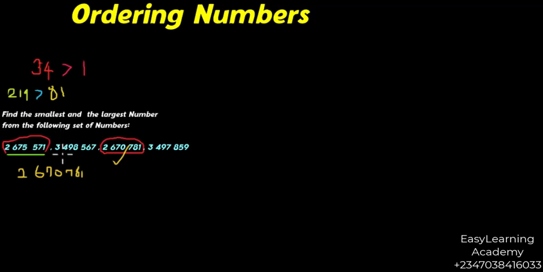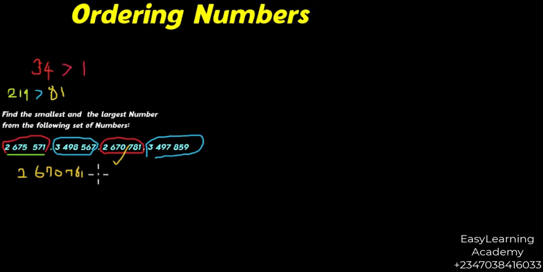For us to have the biggest number, we compare the numbers that start with 3. All of them begin with 3. The next number that follows is 4 here and 4 here. The next number, 9 is here and 9 is also here. The next, 8 is here and this time 7 is here. So 8 and 7, which one is the biggest? 8 is the biggest, so this one becomes the largest number.